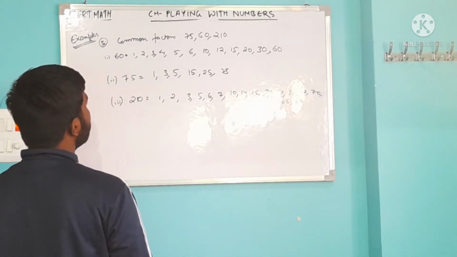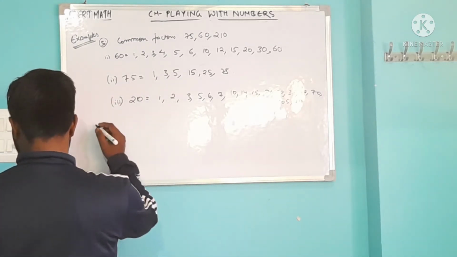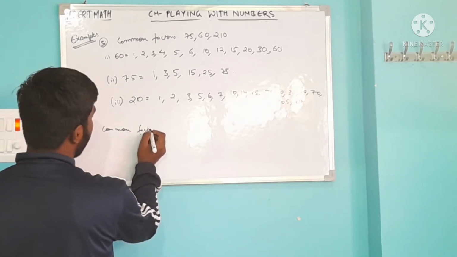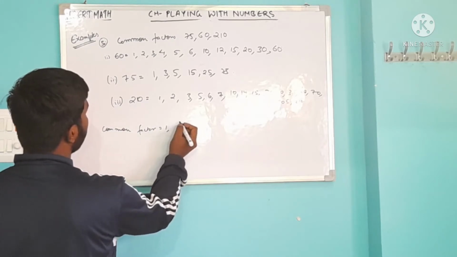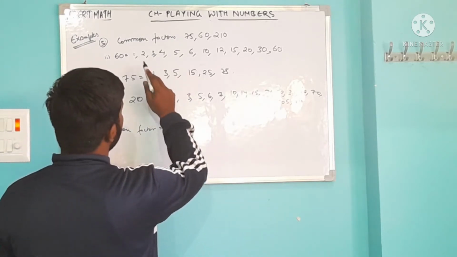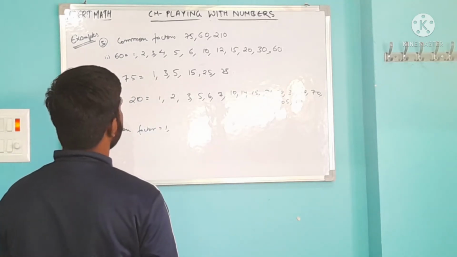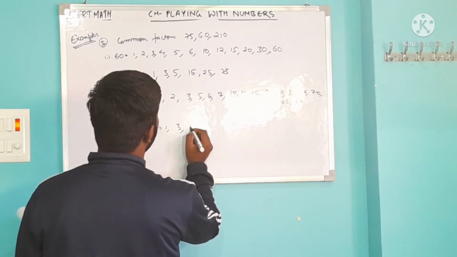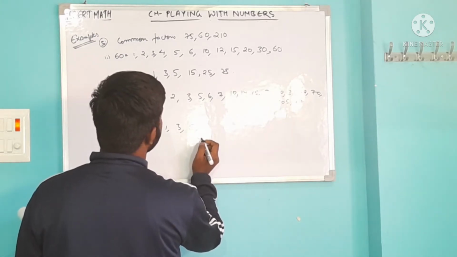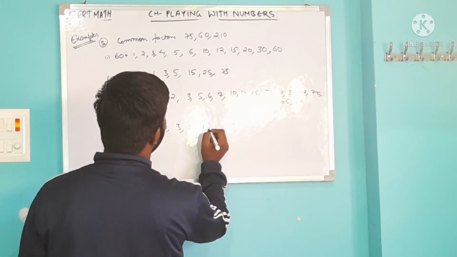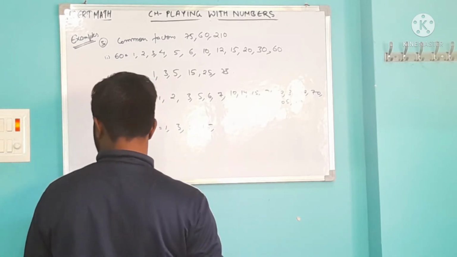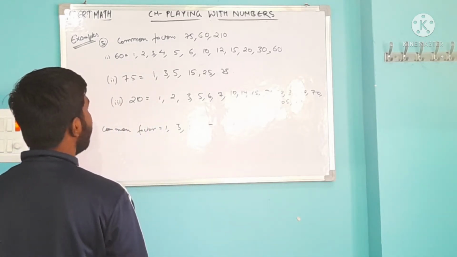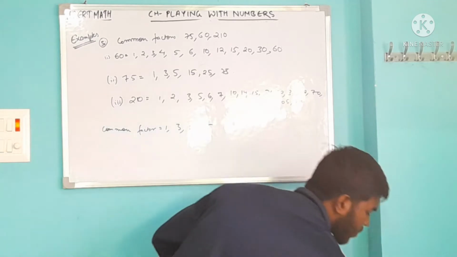So through these factors, we see that the common factors are 1, then 3, 5, and 15. 2 occurs in 60 and 210, but in 75 it doesn't occur. So these are only 4 common factors of 60, 75 and 210.